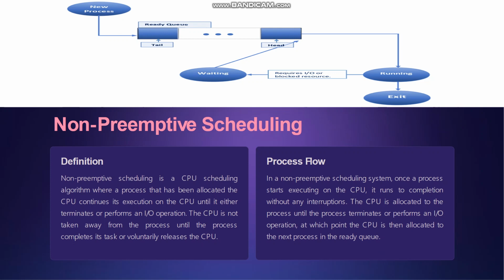Process flow. In a non-preemptive scheduling system, once a process starts executing on the CPU, it runs to completion without any interruptions. The CPU is allocated to the process until the process terminates or performs an I/O operation, at which point the CPU is then allocated to the next process in the ready queue.